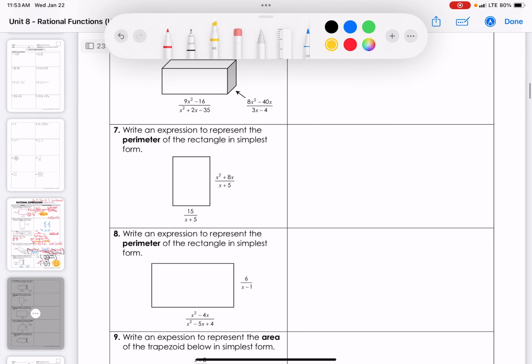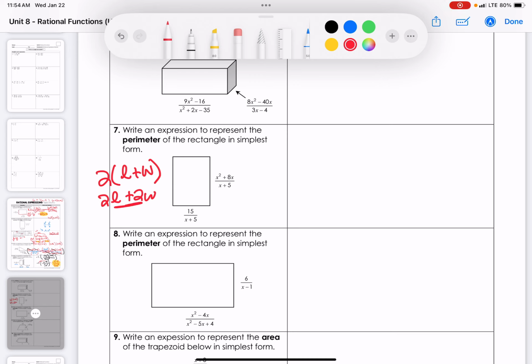Number 7. It says write an expression to represent the perimeter of the rectangle in simplest form. Well, just remember, when you have the perimeter of a rectangle, it's either all 4 sides added together, or you could just do 2 times length plus width, or 2 times length plus 2 times width. Same idea. It all works. That's all fine. So we'll just follow this one.